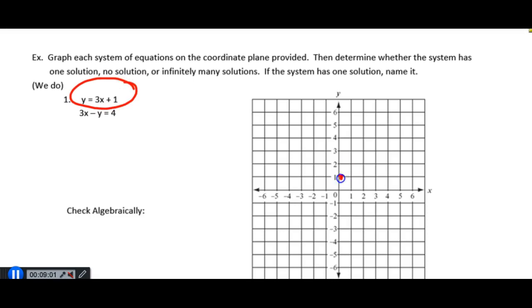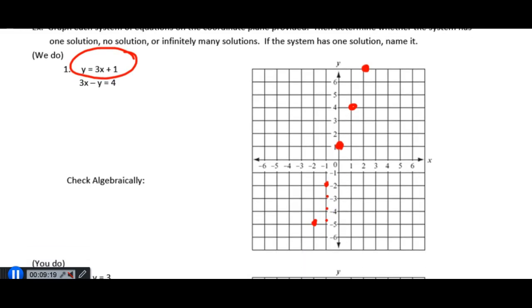I start at 1. I go up 3, 1, 2, 3, over 1. I'm also going to go down, 1, 2, 3, and then back 1. So there's that line.